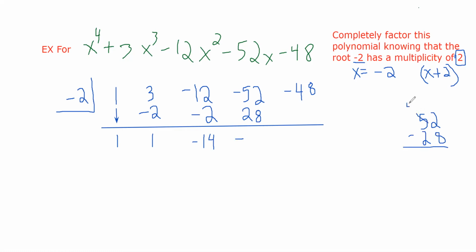Borrow a 1. It's not really borrowing, it's taking. That's a 4 minus 2. So we get -24 here, and it actually looks like things are going to turn out bright for us. -2 times -24 becomes +48. And so -48 plus 48 is that 0 remainder. Very good.